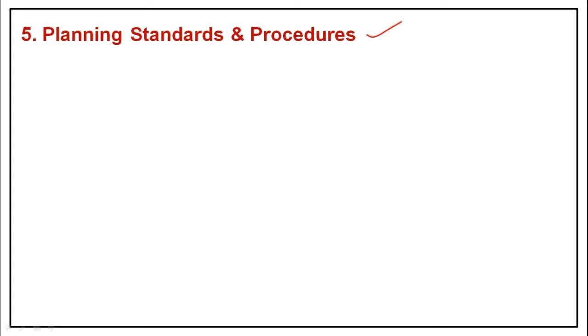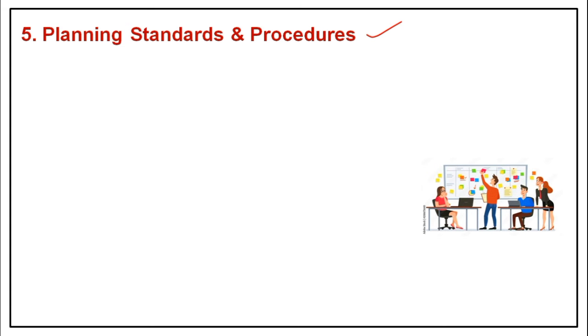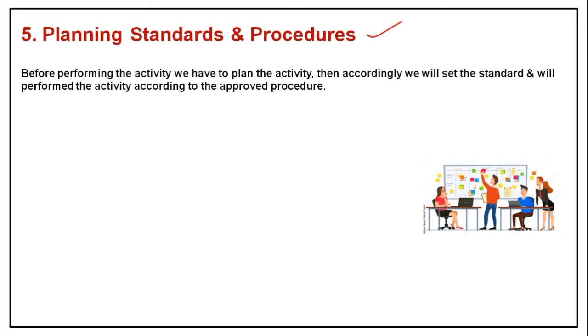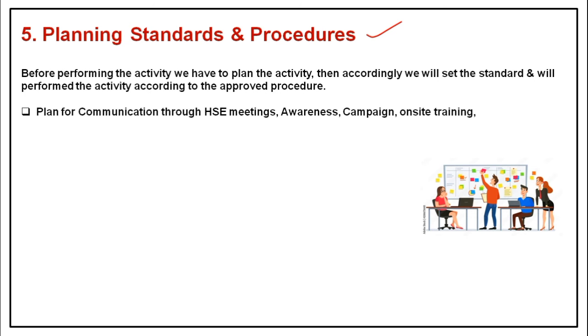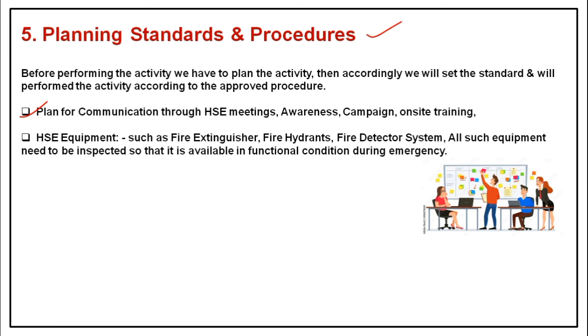Fifth element is planning standards and procedures. Friends, before performing the activity, we have to plan the activity, then accordingly we will set the standards and perform the activity according to the approved procedures. Plan for communication through HSE meetings, awareness, campaign, on-site training. HSE equipment such as fire extinguishers, fire hydrant system, fire detector systems, all such equipment need to be inspected so that it is available in functional condition during emergency.